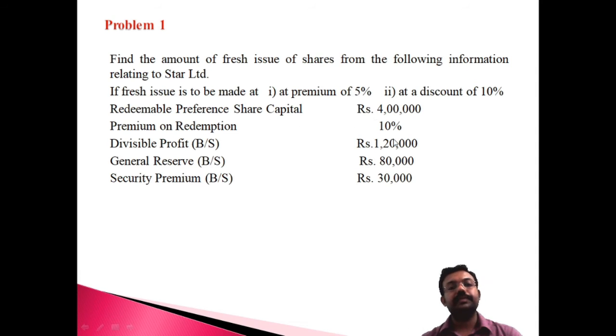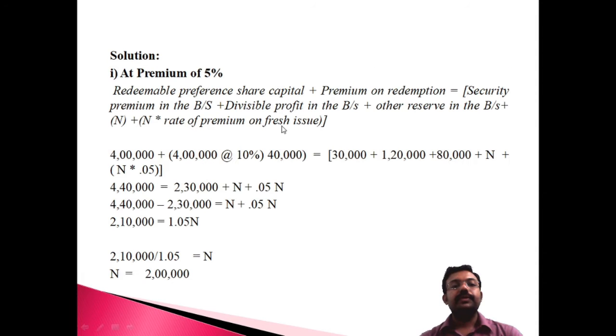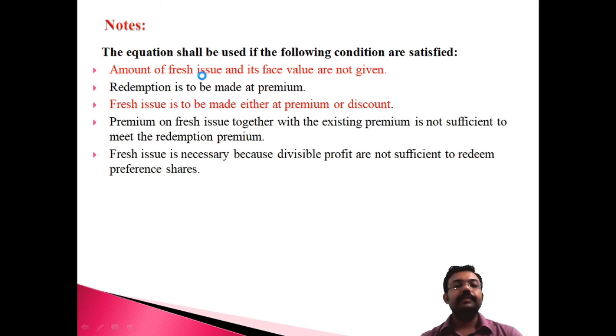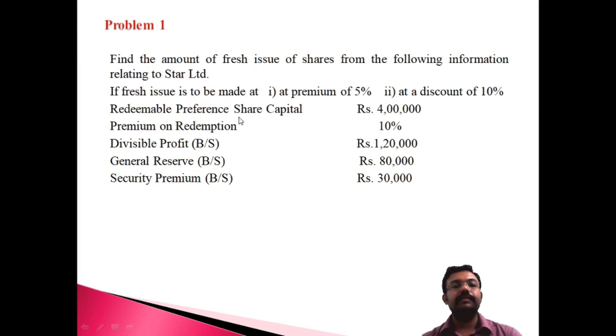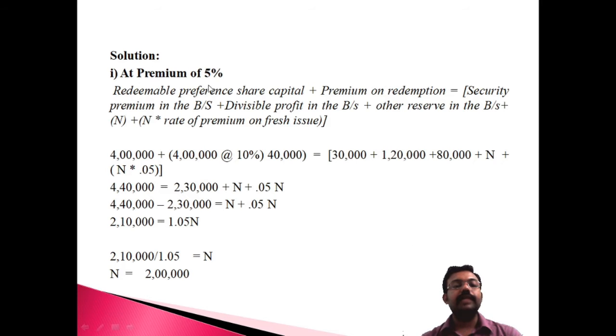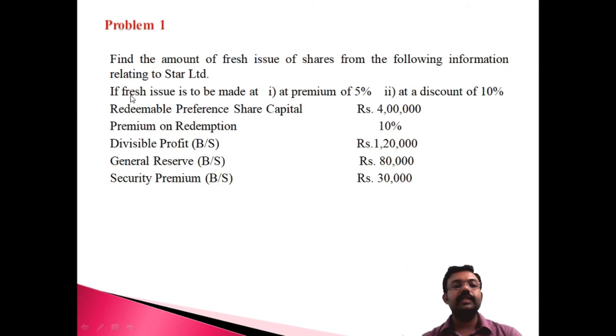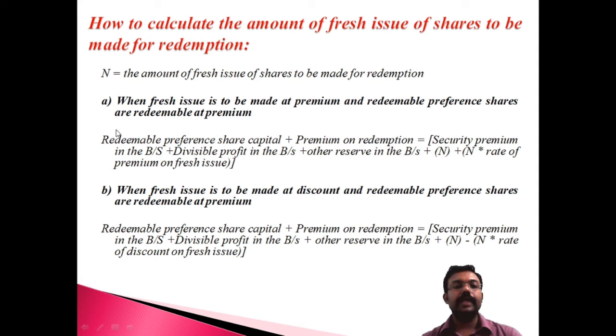So this is the first situation, the premium. We already discussed the formula: when fresh issue is to be made at a premium and redeemable preference shares are redeemed at a premium. The fresh issue is made at a premium and the redemption is in the form of a premium. We can use the formula at a 5% premium. The same formula as for calculating the premium.